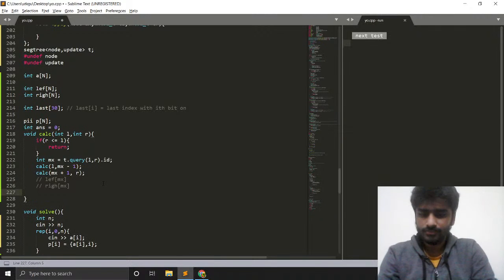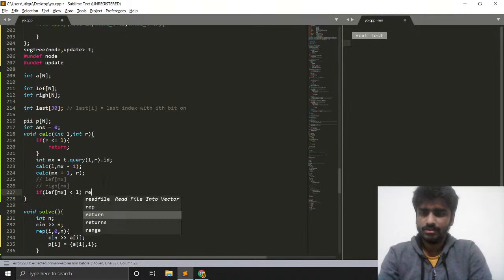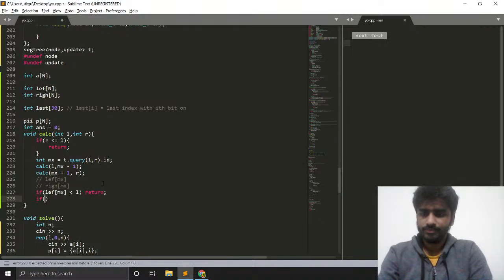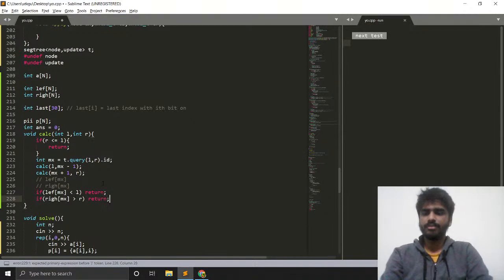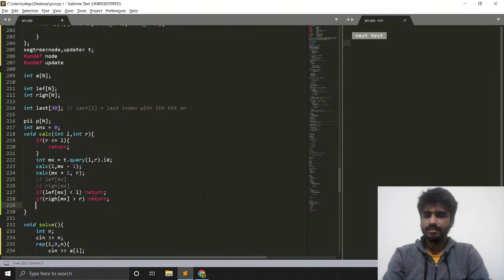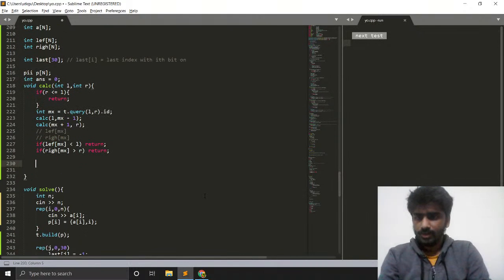Okay, now if left of max is smaller than L, then there is no point, or if right is greater than R, then also there is no point because then they're outside the interval. Cool. Now if it's inside the interval, I have to count how many we can take.